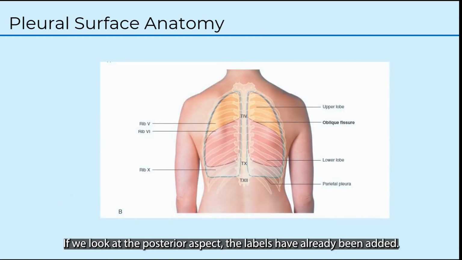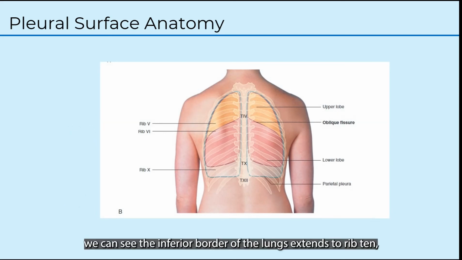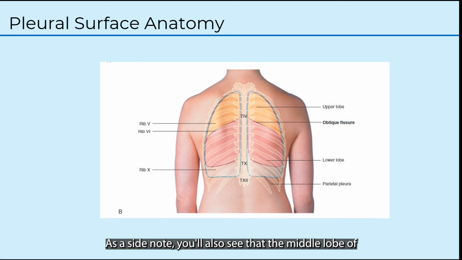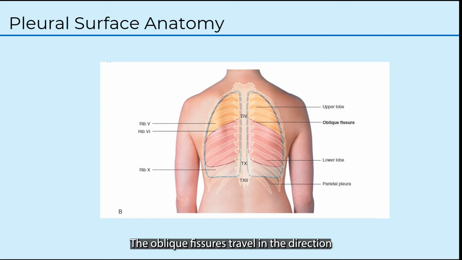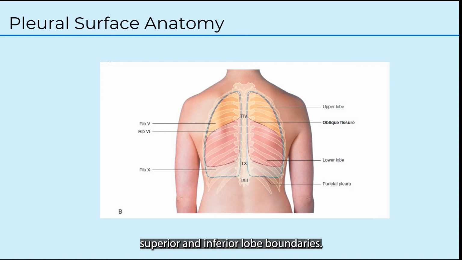If we look at the posterior aspect, the labels have already been added. Posteriorly, we can see the inferior border of the lungs extends to rib 10, but the pleural cavity extends to rib 12. As a side note, you'll also see that the middle lobe of the right lung is not projecting onto the posterior chest wall. The oblique fissures travel in the direction of the fifth intercostal space, which is a useful border for identifying superior and inferior lobe boundaries.